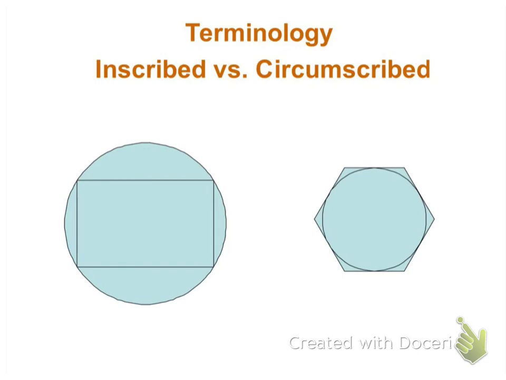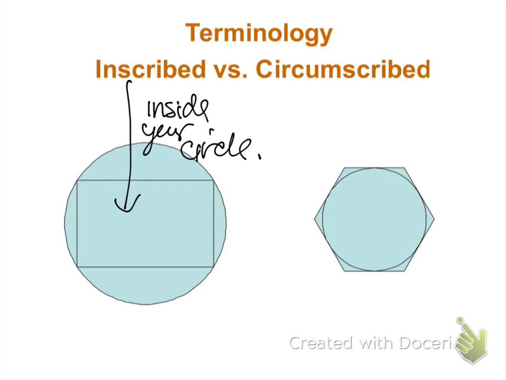The word inscribed and the word circumscribed. Okay, so inscribed, if you notice here, we have 2 shapes, right? We have a rectangle and we have a circle. So your inscribed is going to be when you have a polygon, in this case, it's a rectangle. You're going to have a polygon inscribed, so it's inside of your circle. So your polygon is inside your circle. Okay, and so that's when it's called inscribed.